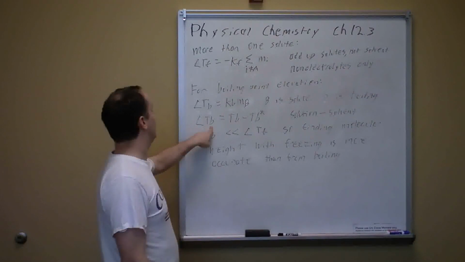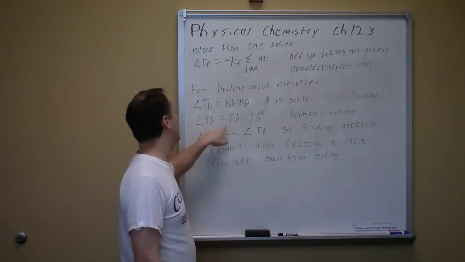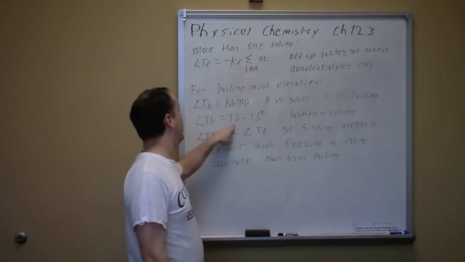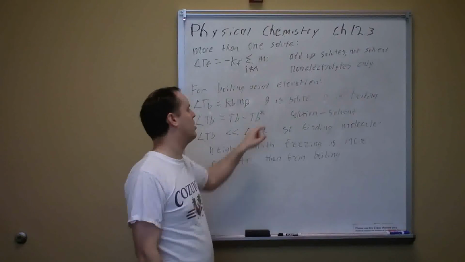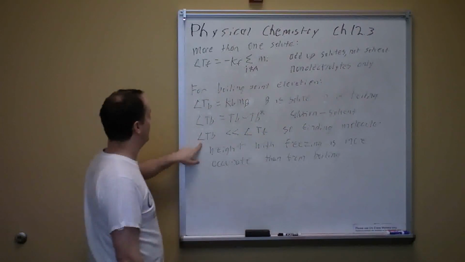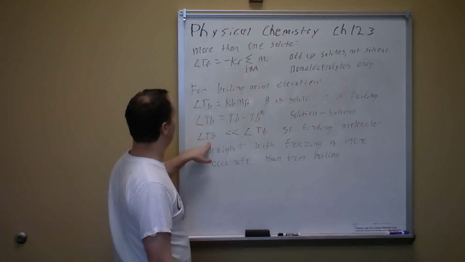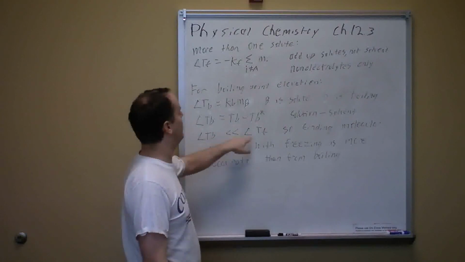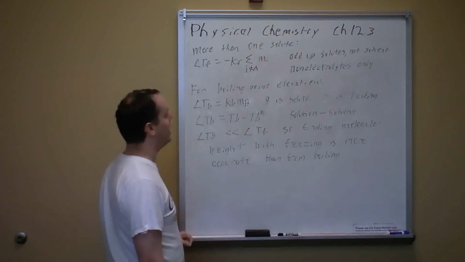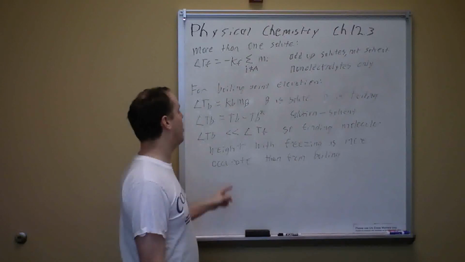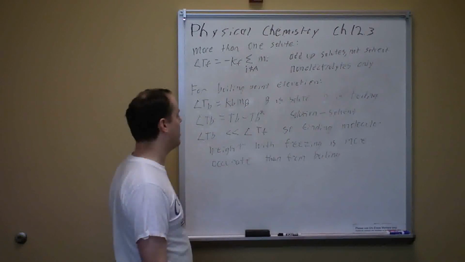So the change in, remember, delta TB, the change in boiling temperature, is just going to be your boiling temperature of the solution minus the original boiling temperature of the pure solvent. So the change in the temperature of boiling is going to be much less than the temperature of freezing. So if you wanted to use one of these two to find the molecular weight or something, you would want to use freezing rather than boiling.